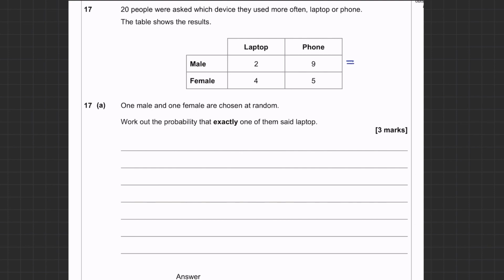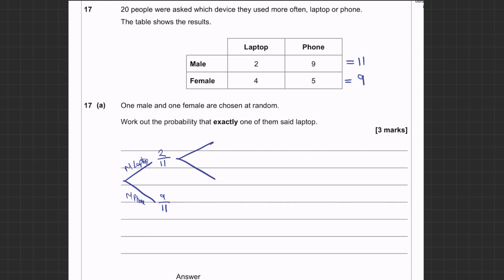Firstly, let's find out the total of males. Well, 2 plus 9 is 11, and total of females, 4 plus 5 is 9. And yes, 20 people, 11 plus 9 is 20. Brilliant. So I'm going to use a probability tree. The probability that a male chose a laptop is 2 out of the total number of males, which is 11, and a male chose a phone is 9 out of 11.